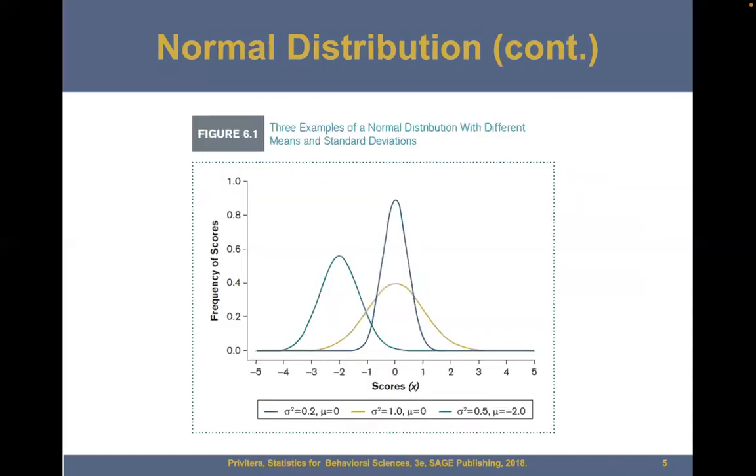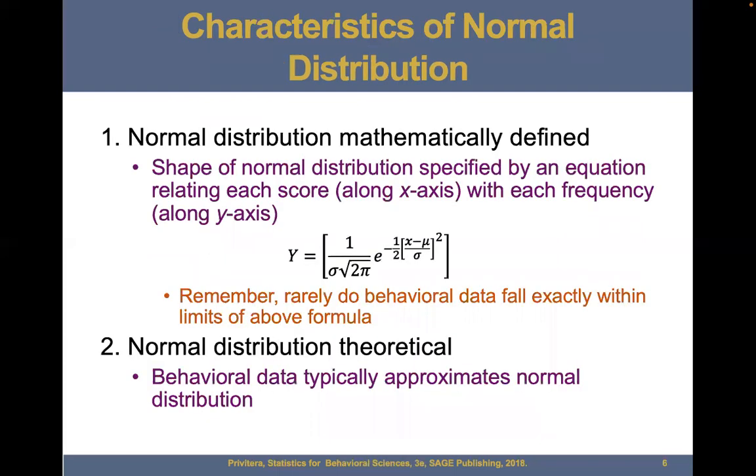Okay. So these are different means, different standard deviations. These are all bell curves. Different means, different standard deviations. Don't worry about that formula. We're really not going to use that formula. It's a squirrel on the x-axis with each frequency, but we're really not going to need that formula at all.